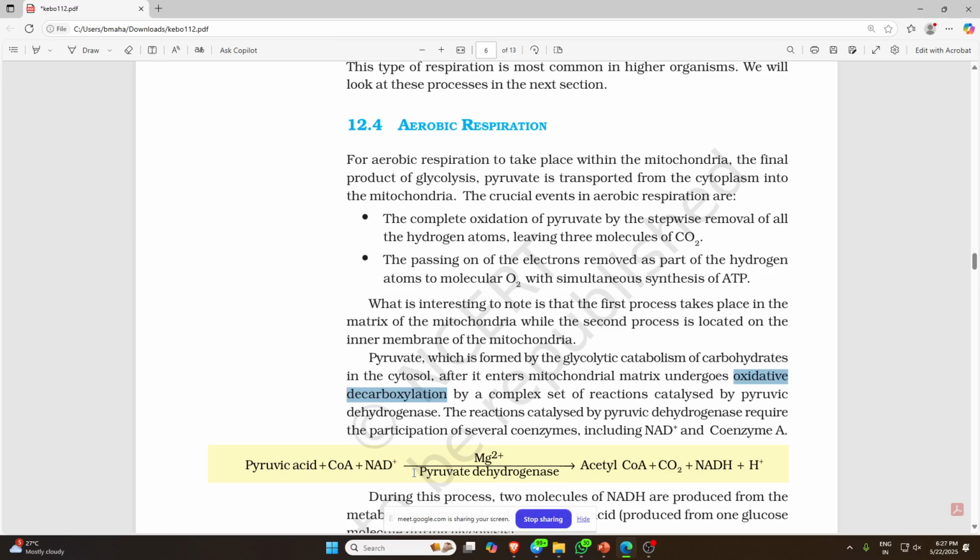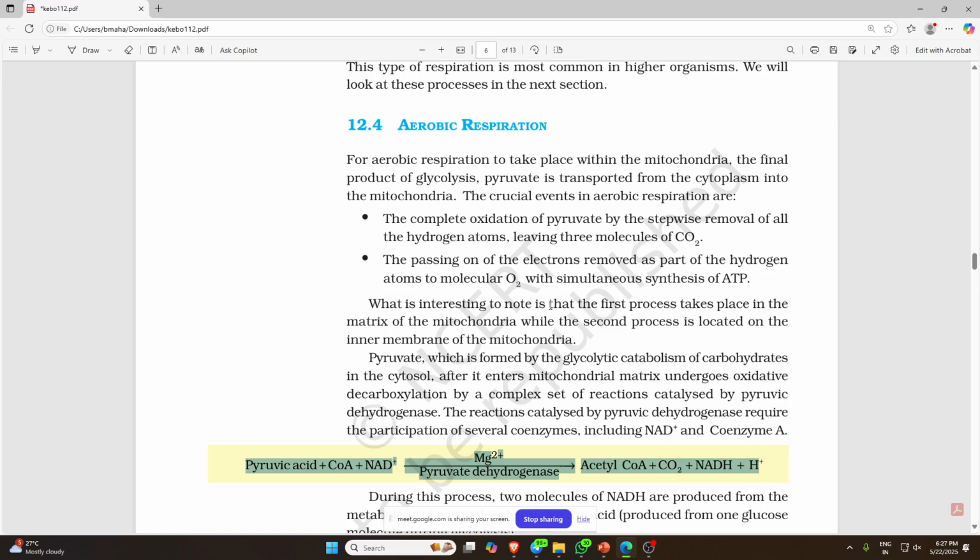Now how many carbon dioxide are released in the further steps? I'm asking you people. Then how many carbon dioxide will release in the next further step? 1 carbon dioxide is released here in the link reaction. This one is a link reaction. What you are seeing is a link reaction. 1 carbon dioxide is released.